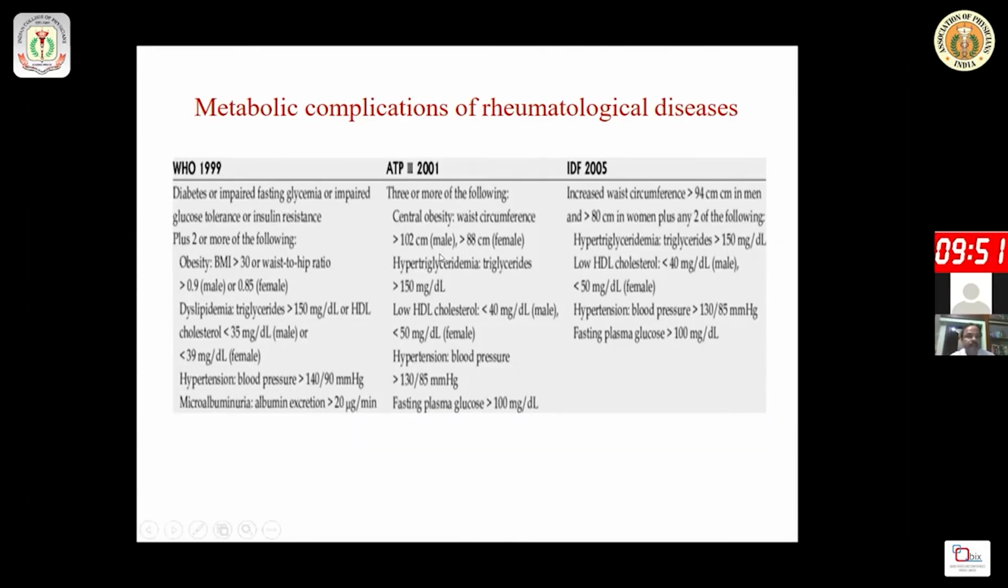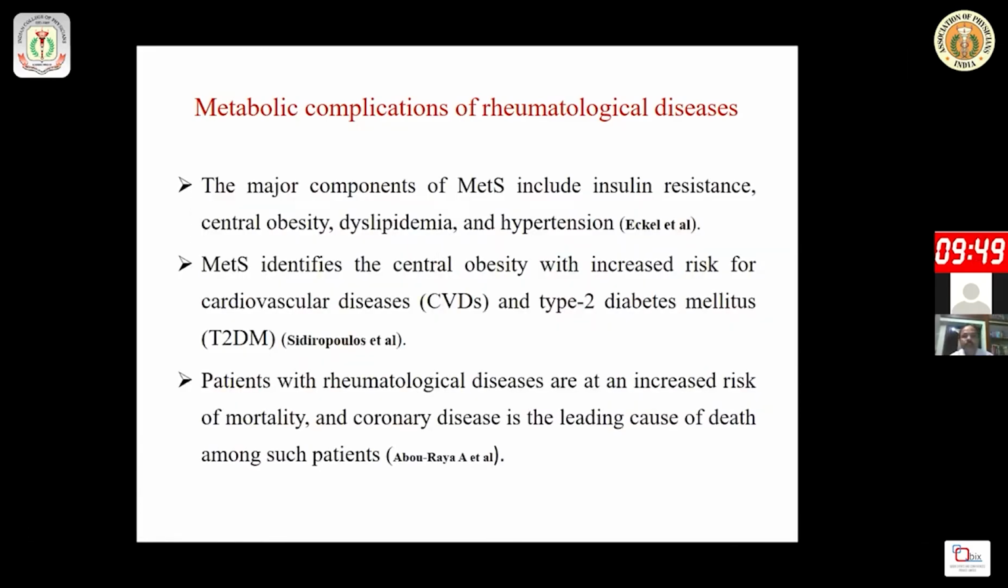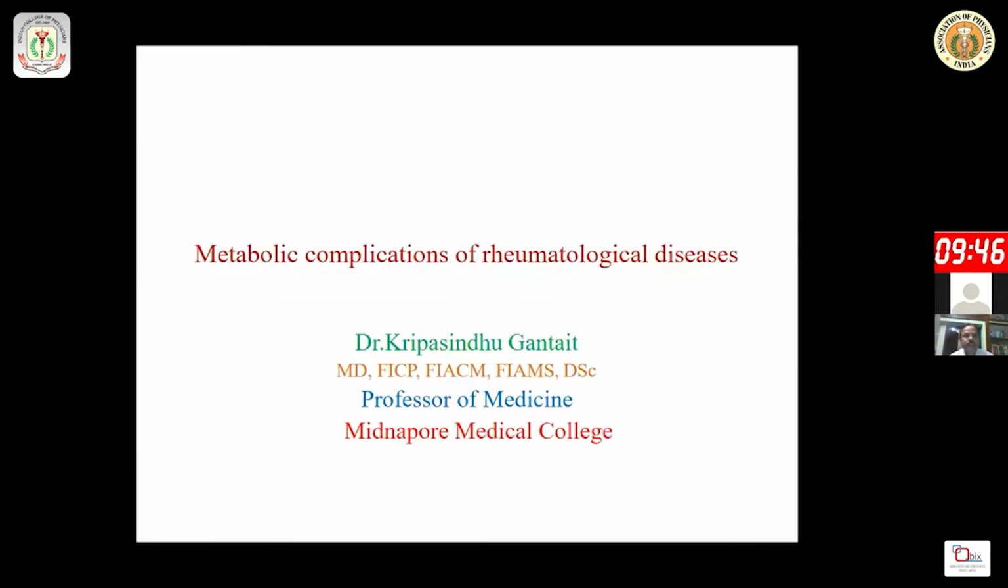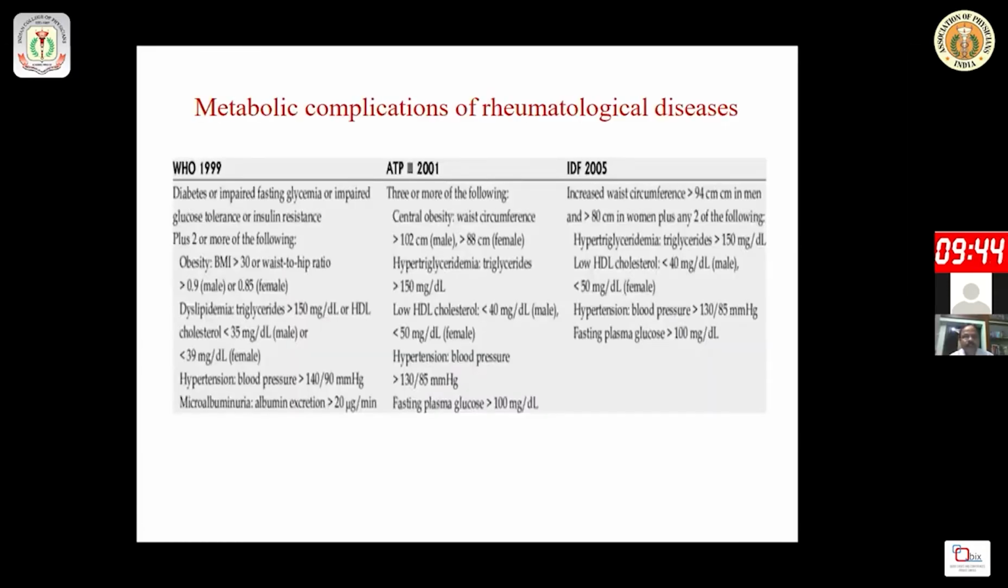My topic is the metabolic complications of rheumatological disease. Rheumatological disease is mainly classified by three important definitions: one is WHO, another is ATP, and another is the IDF group. Among these three important groups, the components of metabolic syndrome are the same. This is the very important criteria for how to define metabolic syndrome in these patients. Next slide, please.